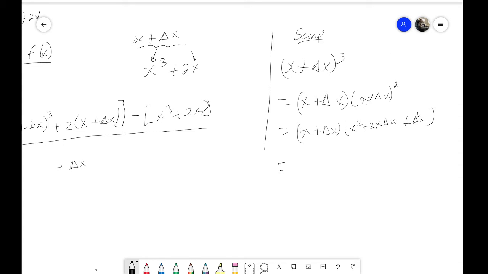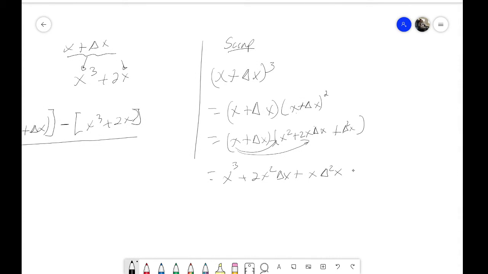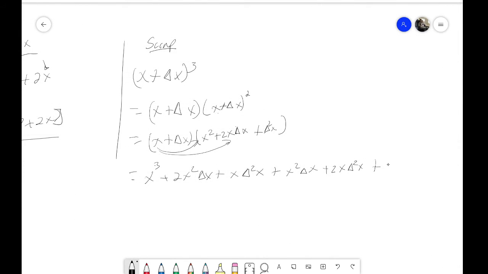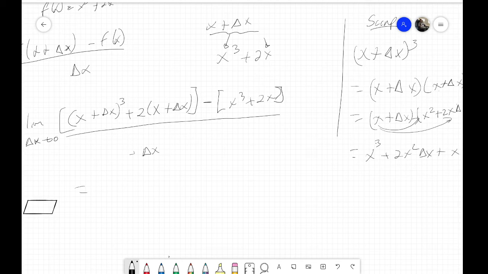I'm just doing this piece, so it's going to be x cubed. I'm now going to FOIL this. It's going to be x cubed plus 2x squared delta x plus x delta x squared, and then the other one, plus x squared delta x plus 2x delta x squared plus delta x cubed. Okay, so that's this first piece.